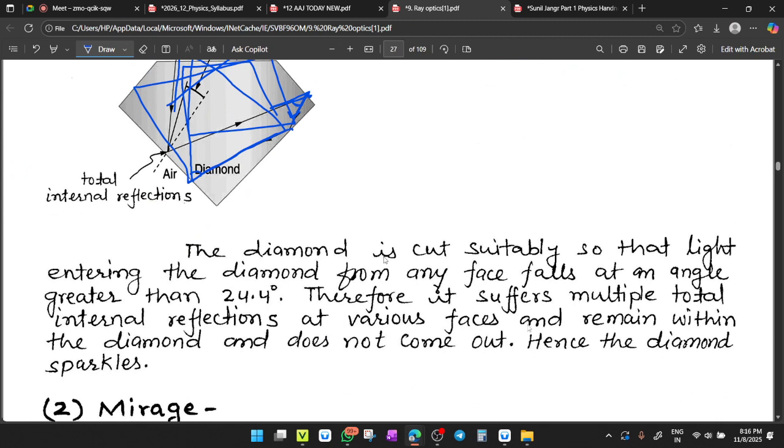Clear? So diamond is cut suitably so that the light entering the diamond from any face falls at an angle greater than 24.4 degrees. Therefore, it suffers multiple total internal reflections. So many times internal reflection takes place at various places and the light remains within the diamond. Why? Everywhere it gets internally reflected and is not able to come outside, so the diamond sparkles. Clear or not?